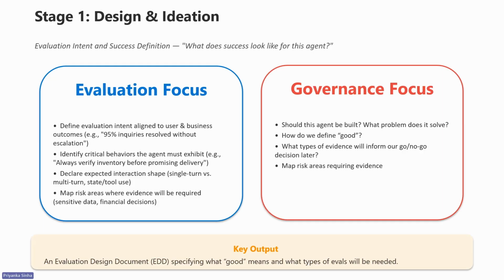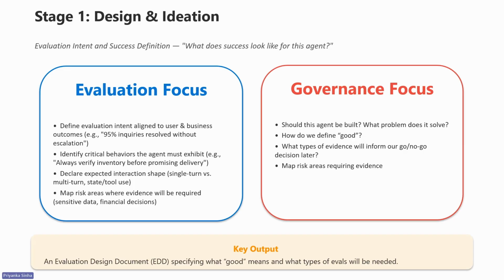Now let's go a little deeper into these stages. So here in stage one, the central question is what does success look like for this agent? From evaluation perspective, this is where you define evaluation intent aligned to the user and business outcome. For example, 95% of inquiries resolve without escalation, or always verify inventory before promising delivery. On the governance side, this is where you decide whether the agent should be built at all. What problem does it solve? How do we define good? And crucially, what types of evidence will inform our go no go decision later in the life cycle?